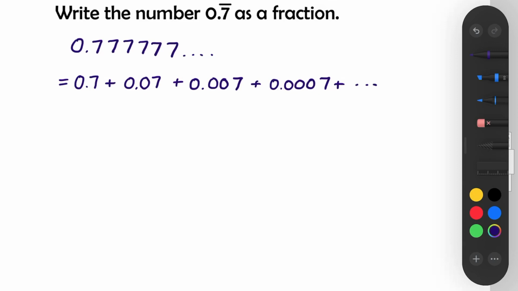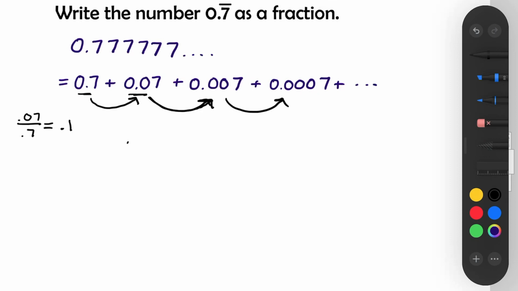And when you look at this, can you tell that this is a geometric sequence? What is our multiplier? Remember, to figure out that common ratio, you could always take a term divided by the one that comes before it. 0.07 divided by 0.7 is 0.1. And so our common ratio here is 0.1. And that's going to keep working. 0.07 times 0.1 gets us an extra 0.